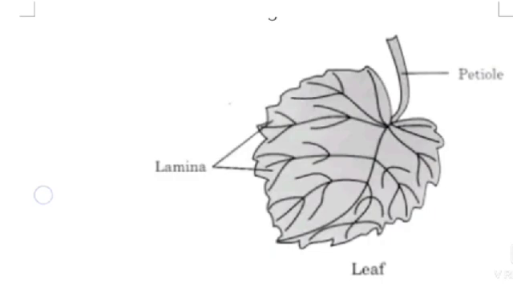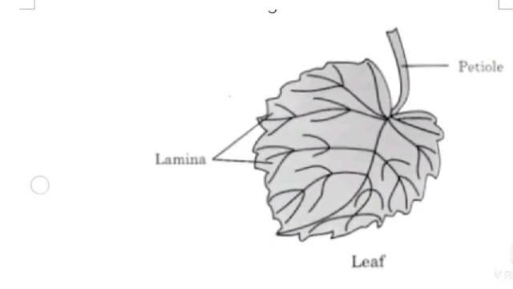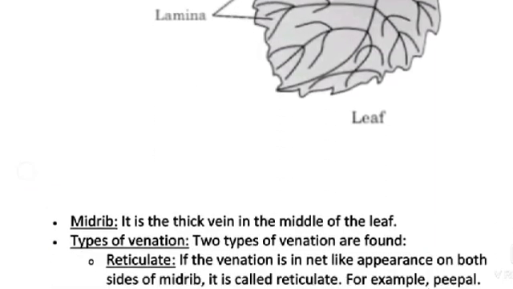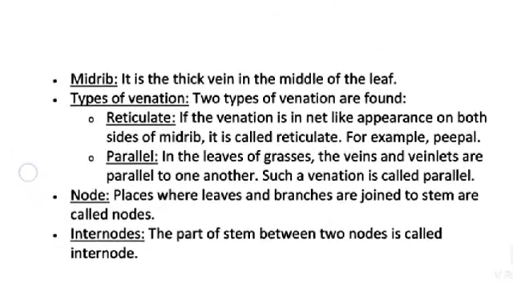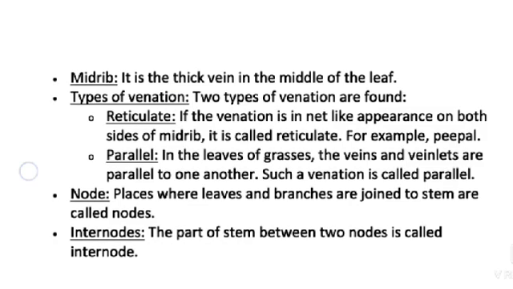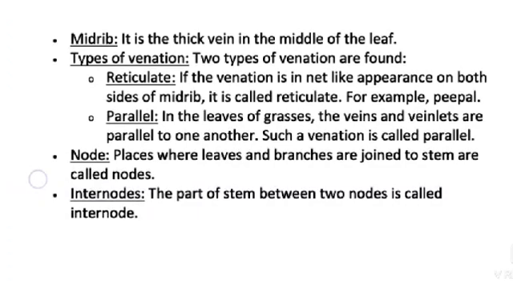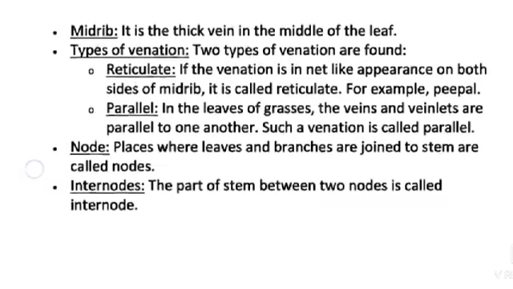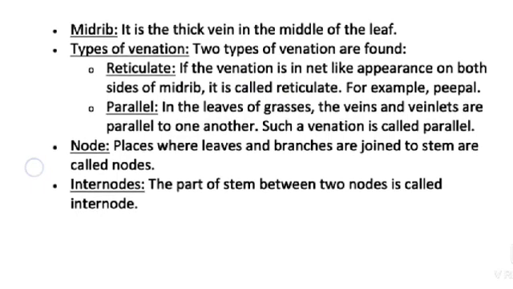The leaf: the base is called petiole, the edge is called lamina. Midrib. It is a thick vein in the middle of the leaf. Types of venation. Two types of venation are found. Reticulate. If the venation is net-like on both sides of the midrib, it is called reticulate.